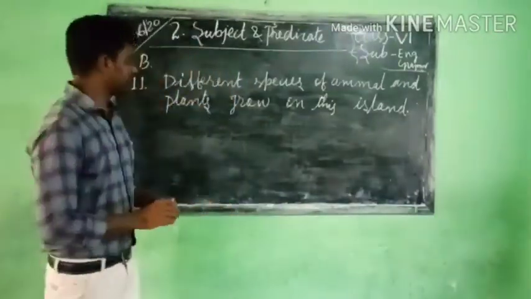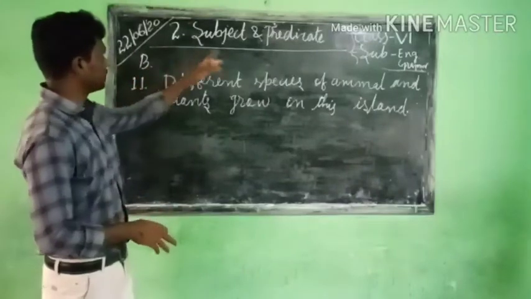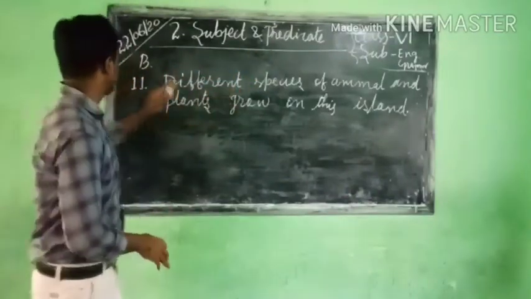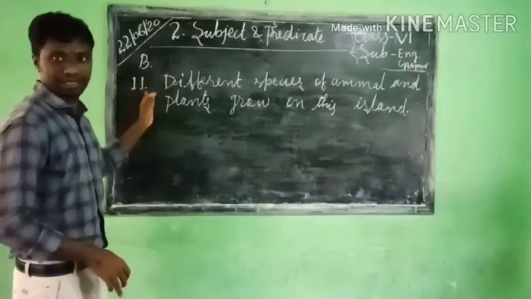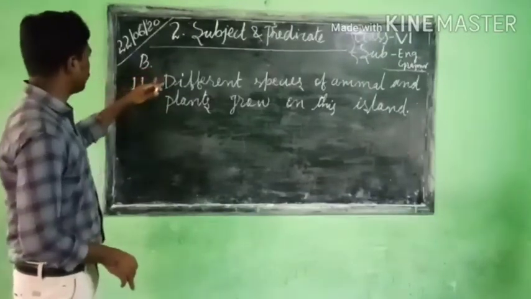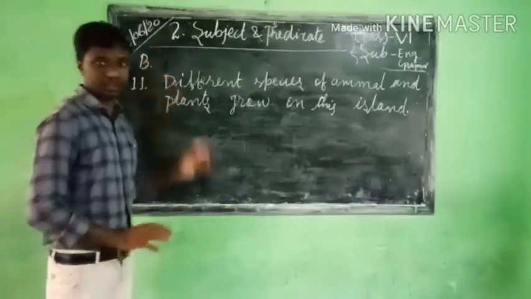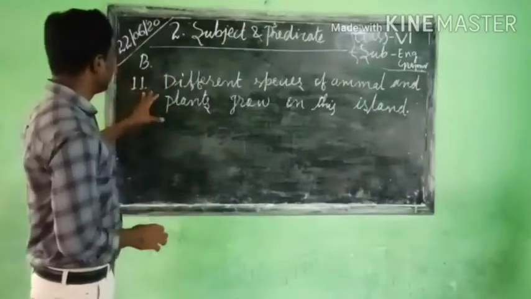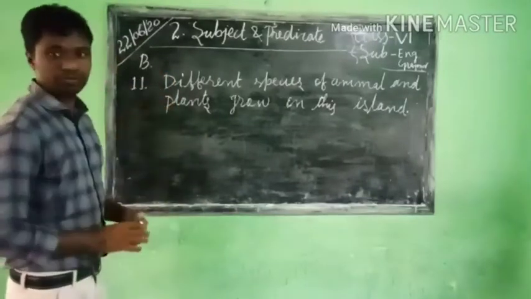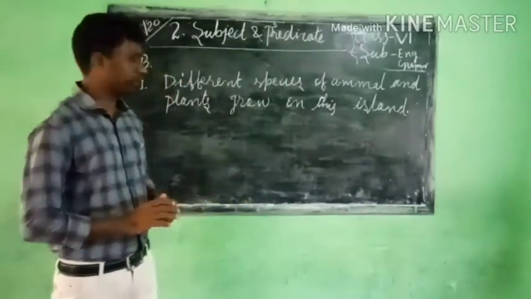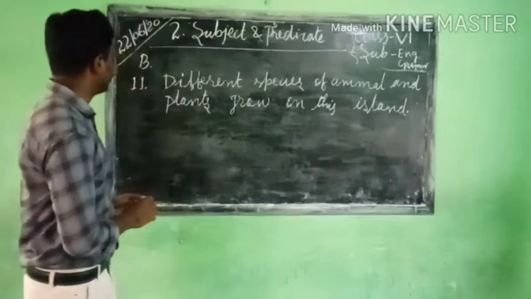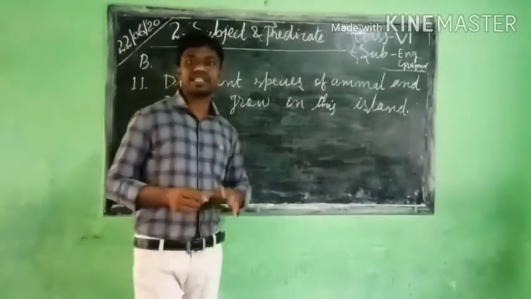Okay, students. This is the question, according to this, subject and predicate. Okay, second chapter. This is the question B, and then under that, number 11. Okay. So 11 number of the B section. So accordingly, what we have to find out is what the subject is, according to the questions. So I told you about the subject.